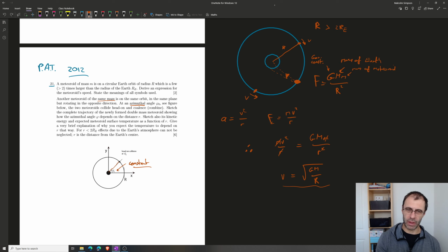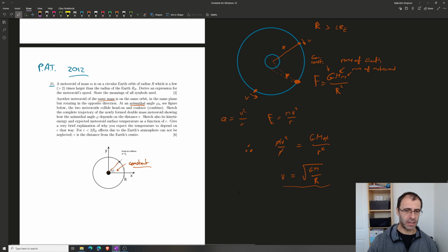I'm not really sure what they want. I mean, it's going to fall vertically. So showing how the angle depends on the distance r? Well, it doesn't. The angle is constant and doesn't depend on r at all. If you really wanted to sketch the relationship between psi and r, it would be a very dull graph indeed, because it's just flat. That is a constant as far as I can see.